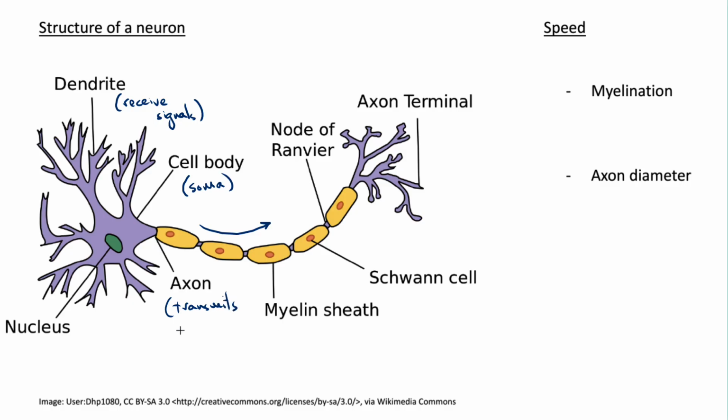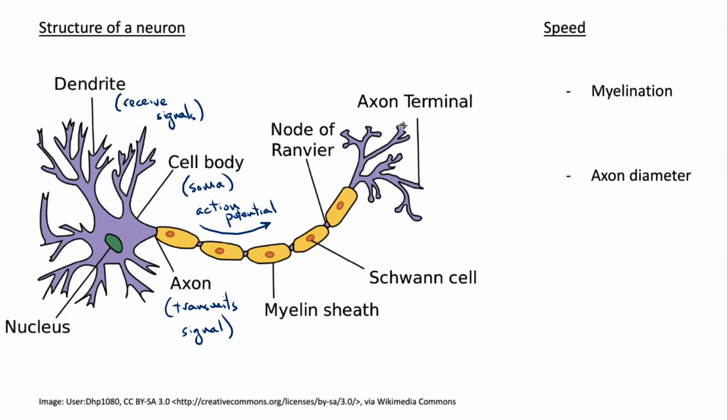This is the axon going here, and it transmits the signal to the next neuron. Now, the nature of the signal within the neuron is electrical by movement of ions, and the signal that goes down the axon is called the action potential. We'll look at that in more detail in future lessons. The action potential is the electrical signal that travels down the axon.